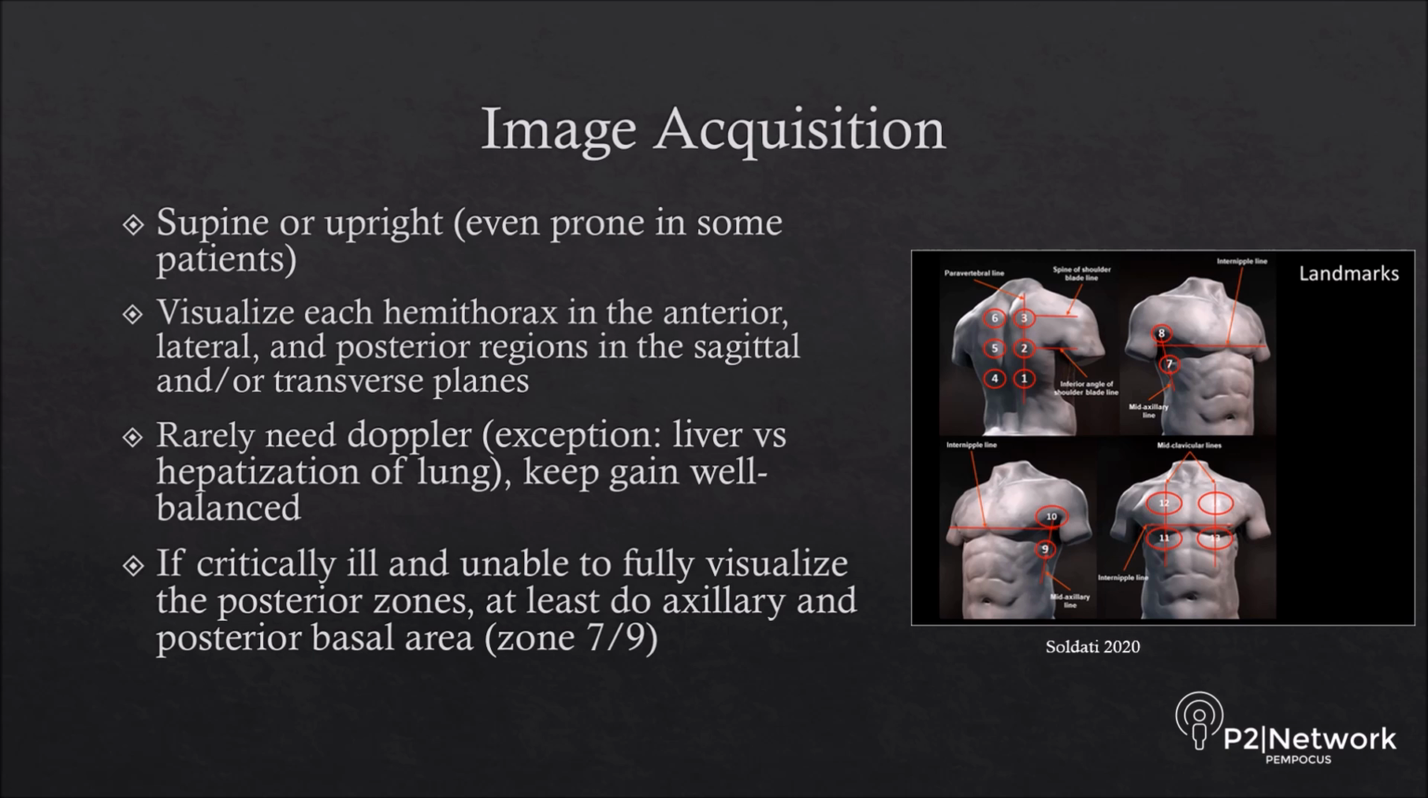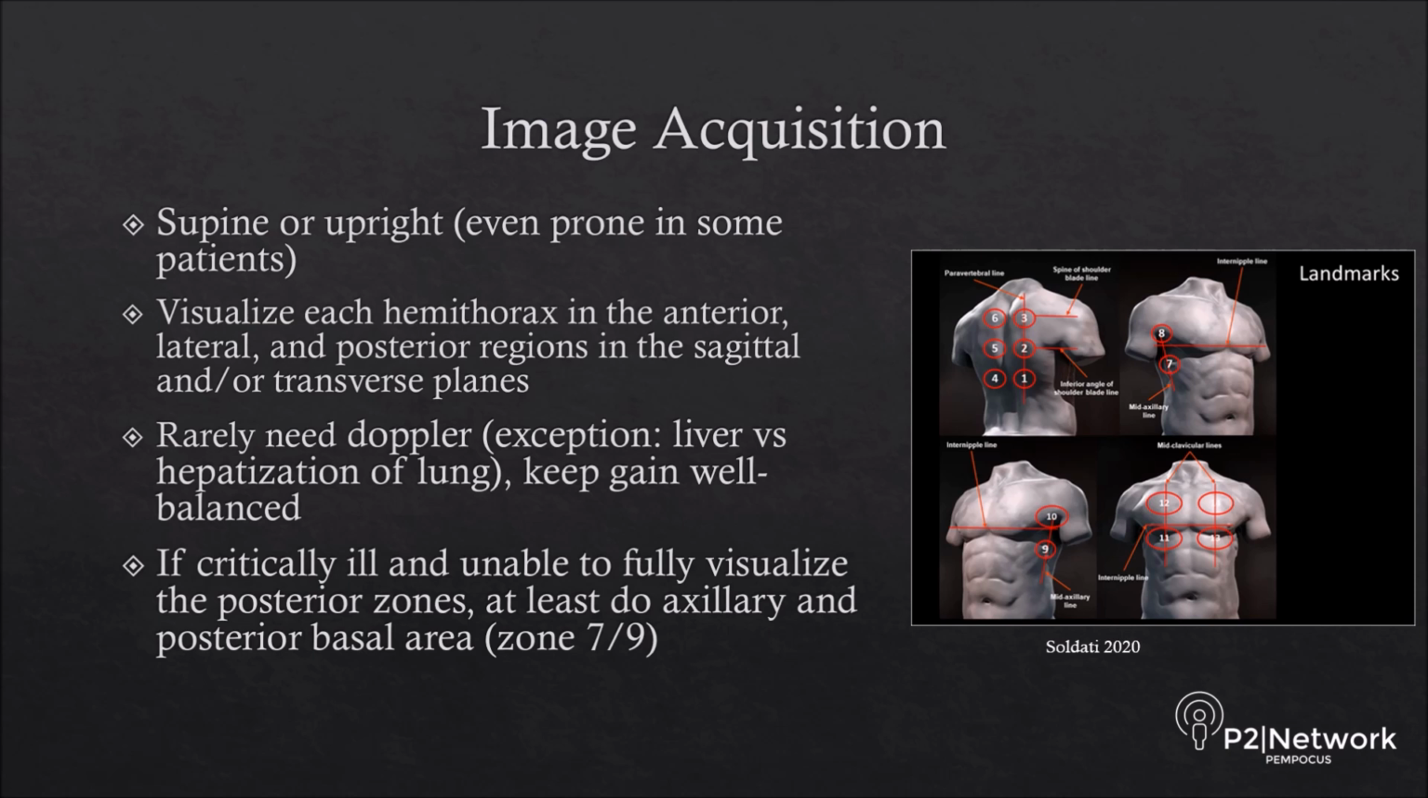To acquire the images, you can really obtain them in any position, either supine or upright. And what you're trying to do is visualize each hemithorax in the anterior, lateral, and posterior regions in the sagittal and/or the transverse planes. You almost never really need any special settings on the lung ultrasound machine.